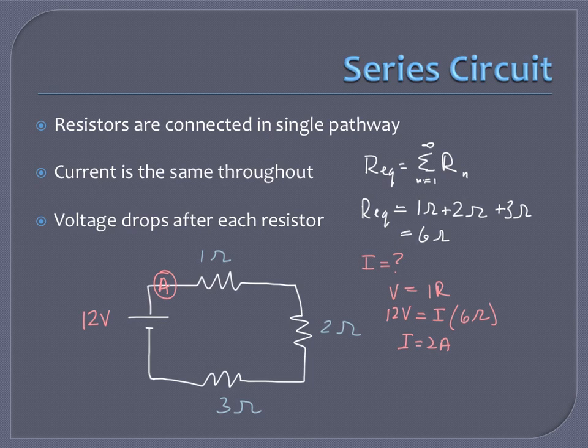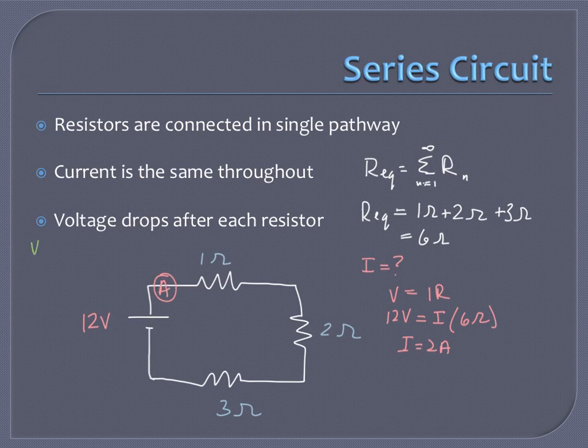Now I'm going to focus back here on voltage drops. So what is the fee we have to pay to pass through each resistor? And that depends on the resistance. So less resistance requires less voltage, whereas higher resistance requires more voltage. And so you have to resort to using V equals IR once again. Let's do it over here.